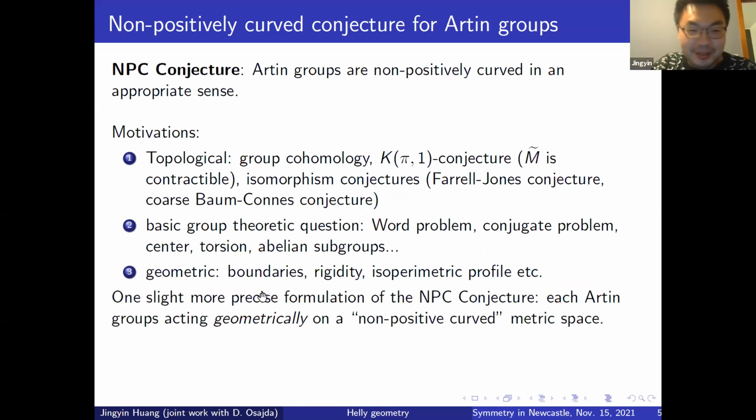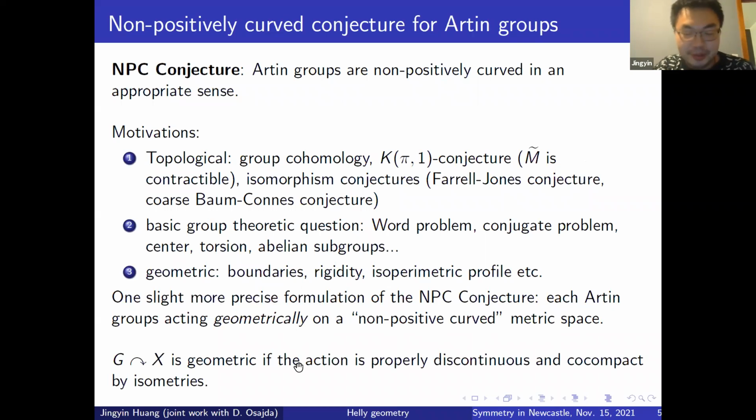Okay, so now I want to make more precise what I mean by Artin groups being non-positive curved. One precise formulation is that each Artin group acts geometrically on a metric space which is non-positive curved in some sense. Geometrically means the following. First, the action is properly discontinuous. Second, the action is co-compact, that means X mod G is compact. And then we want the action to be by isometries. So this is the meaning of geometric action.